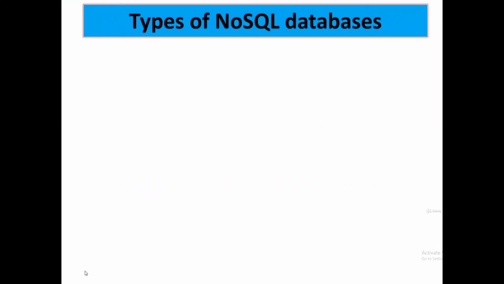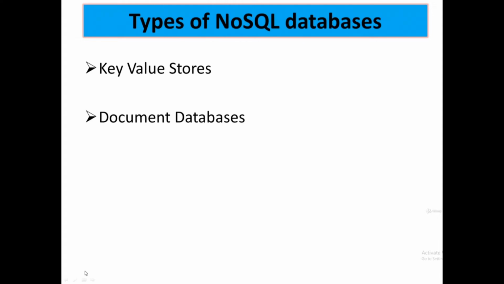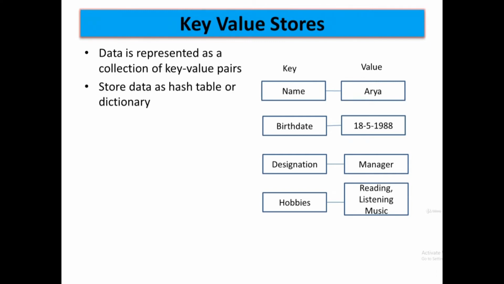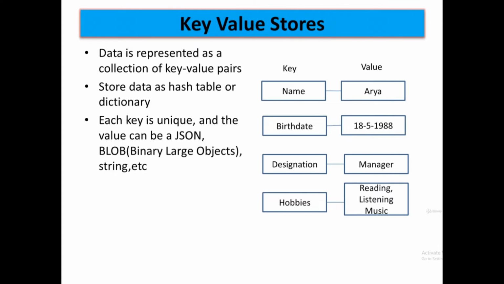So the different types of NoSQL databases are key value stores, document databases, column family stores, and graph databases. So key value databases are a simpler type of database. Here data is represented as a collection of key value pairs such that each possible key appears at most once in the collection. Key value pair storage databases store data as a hash table or a dictionary, which uses an associative array as their fundamental data model.